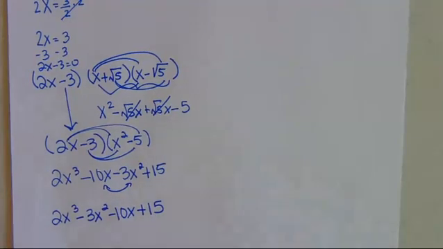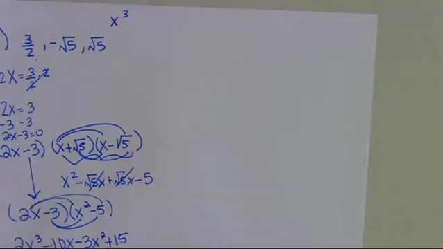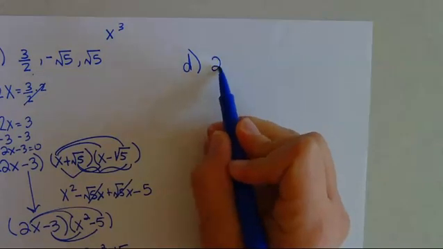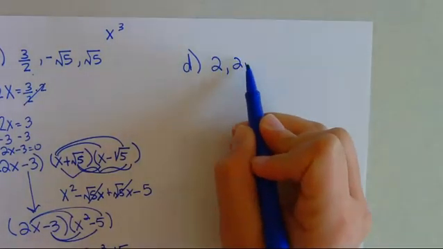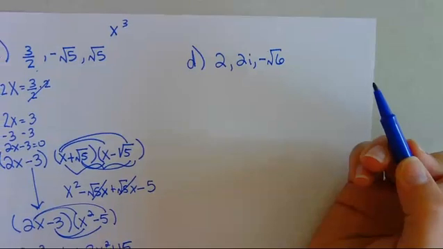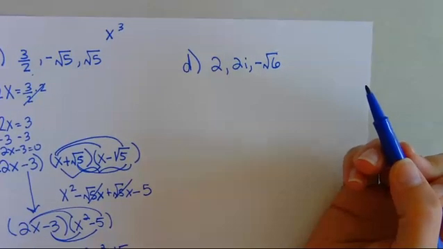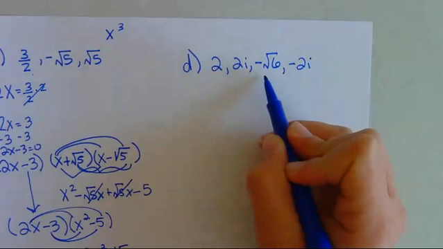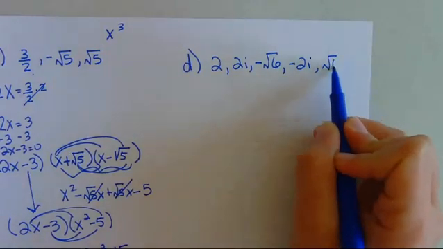All right, we're going to do just one more. It's going to be the biggest one of them all. So let's go back up here to D. And we're going to have a 2, a 2i, and a negative square root of 6. So as we look at this, we have two things that have conjugates. We have the 2i, which means we're also going to have a negative 2i, and we have the negative radical 6, which means we'll also have a positive radical 6.